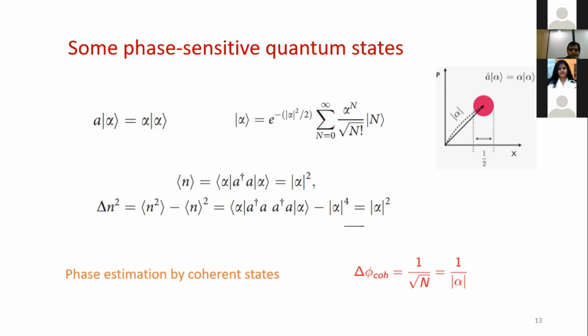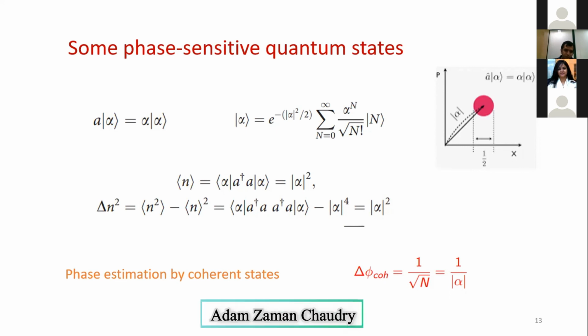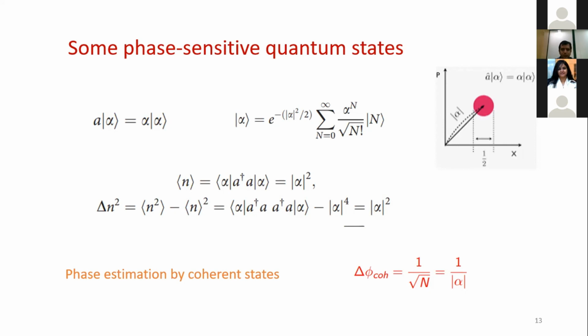The first one, very famous, is the coherent state. The coherent state is the eigenstate of the annihilation operator. In terms of the photon number states, we can expand this coherent state. A special feature of these coherent states is that the photon statistics is Poissonian: the average number of photons and the variance are the same. If we use this photonic state as an input of the Mach-Zehnder interferometer and use the previous formalism of the Fisher measurement, we see that the phase uncertainty reaches the standard quantum mechanical limit, that is 1 over square root of n.